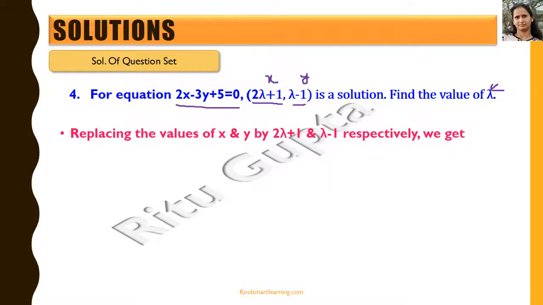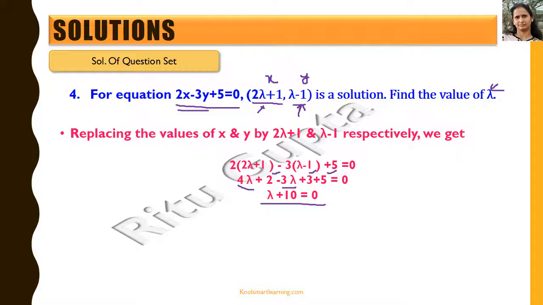So we first of all replace these values, 2λ + 1 and λ - 1, in place of x and y in the given equation. So we say 2 into (2λ + 1) minus 3 into (λ - 1) plus 5 equal to 0, and we solve this. We get 4λ + 2 - 3λ + 3 + 5 = 0. Taking the lambda terms together, 4λ - 3λ is λ, and adding the constant terms 2, 3 and 5, we get 10. So we get λ + 10 = 0.